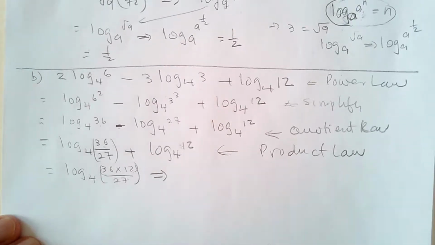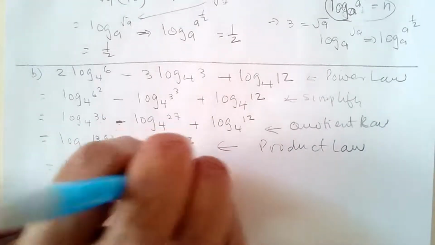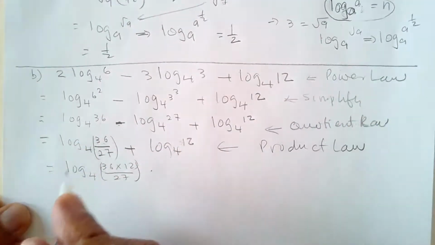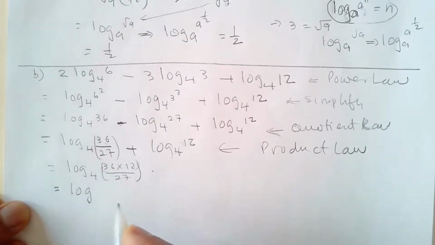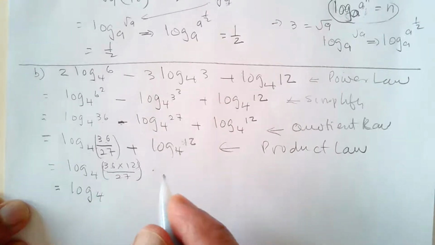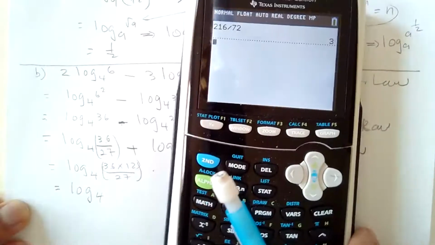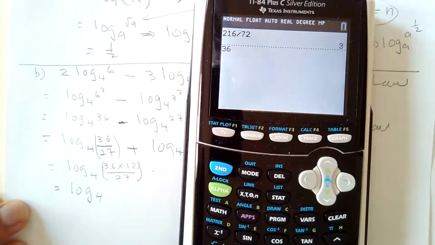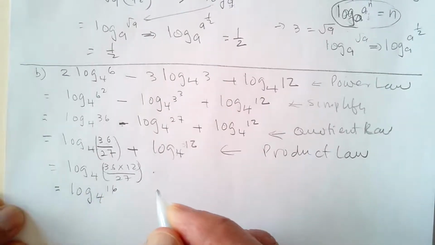This gives me log base 4 of 36 times 12 divided by 27. Let's see what we get here. 36 times 12 divided by 27 is 16. Okay, we have 16 here.